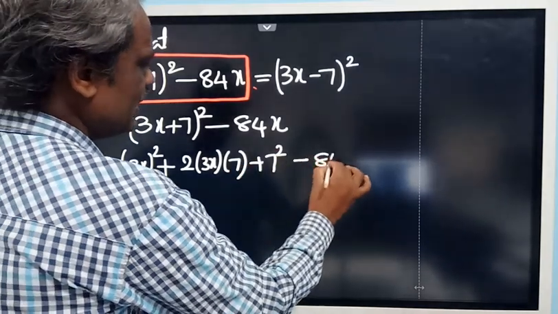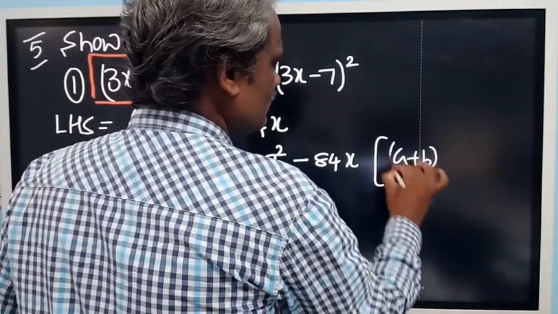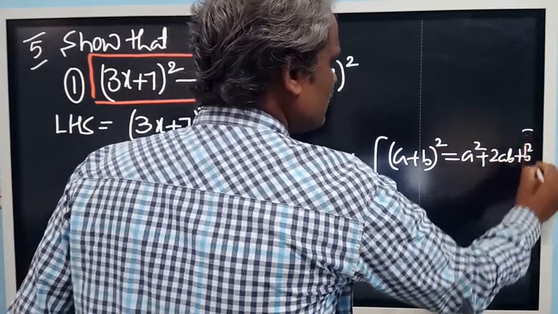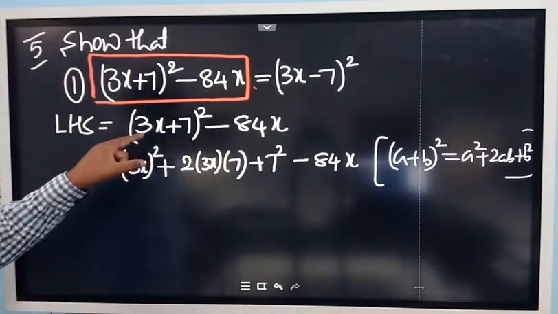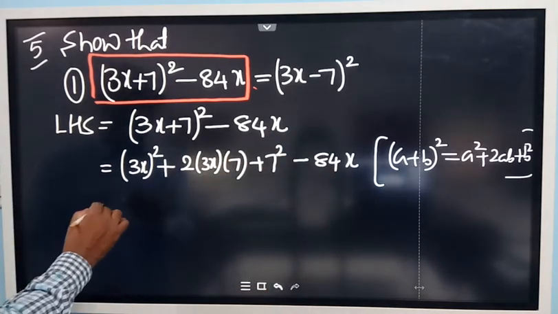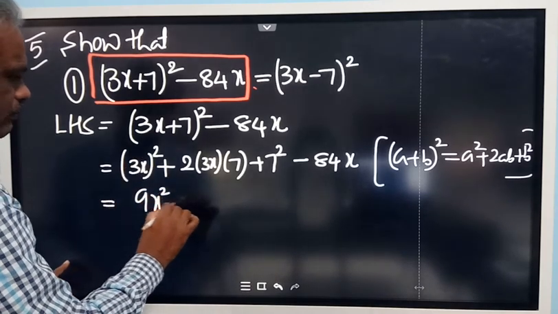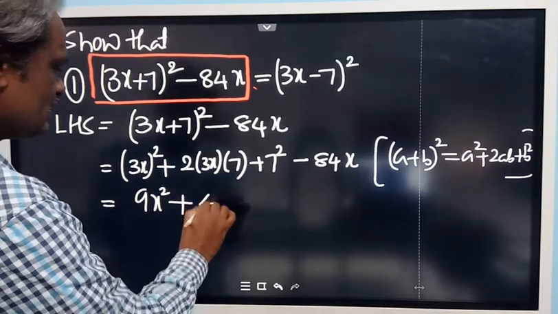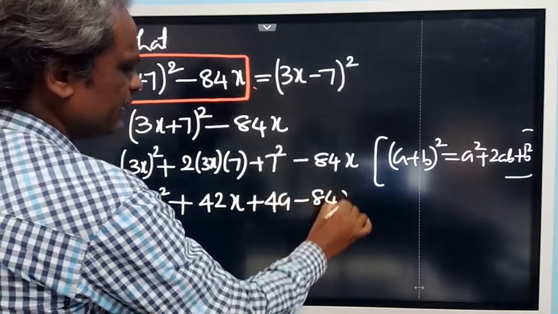Then minus 84x. So the (a + b)² formula is equal to a² + 2ab + b². This formula we use here. We are writing that reason in the bracket. So this can be expressed like this, and this minus 84x as it is. Simplify this one. (3x)² means it is 9x² plus 3 2s are 6, 6 7s are 42x, 7 7s are 49, minus 84x.